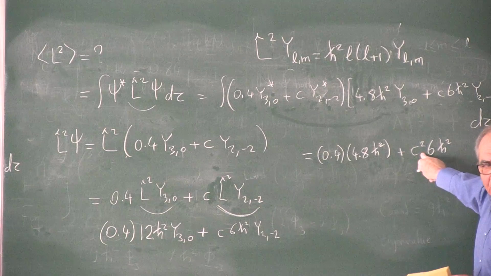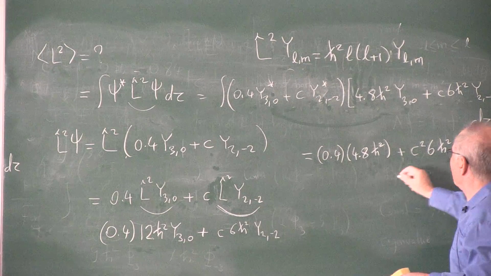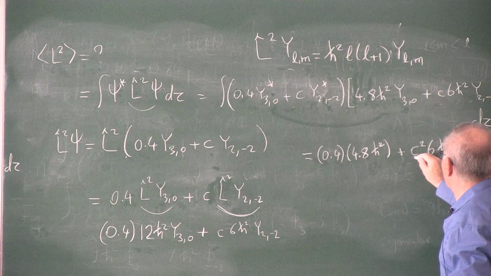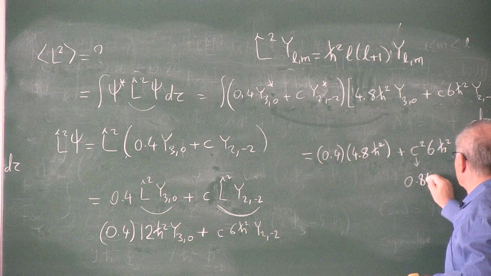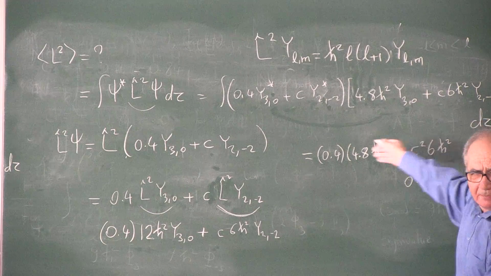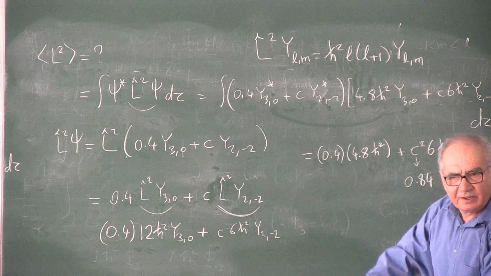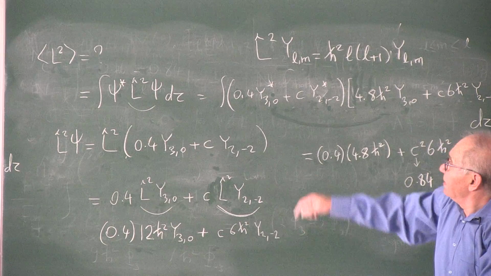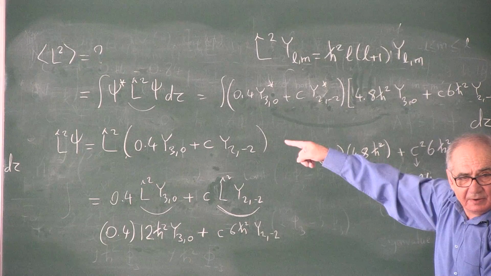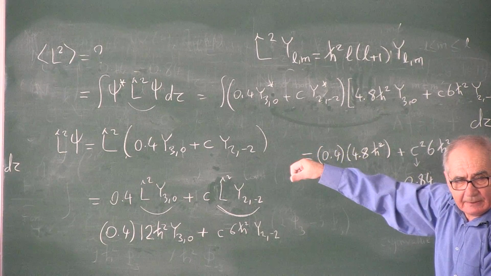Now we put c square. C square is 0.84. And then add up, and you obtain the final answer, which is the average value of square of L in such a state.